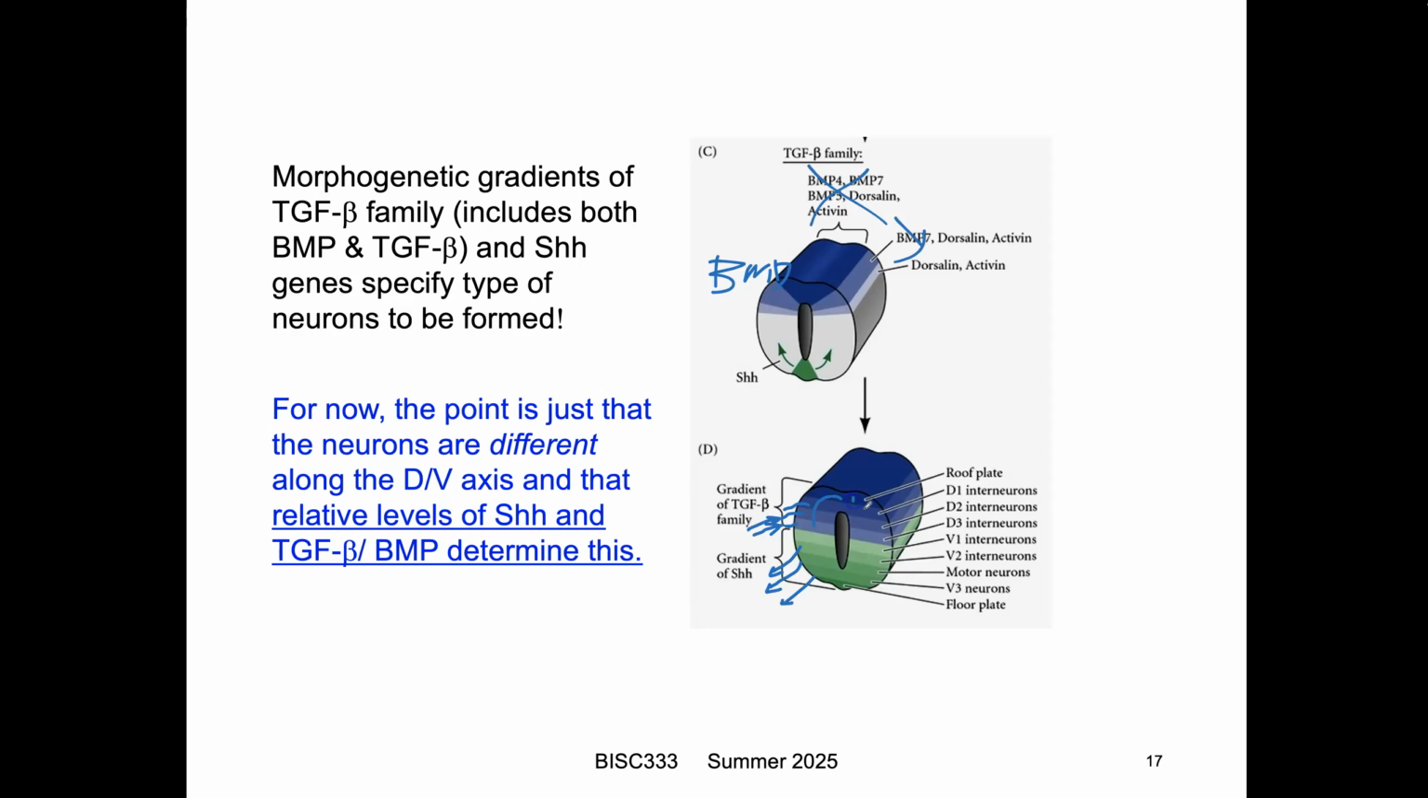Lots of BMP at the top, less and less as you move around, and then pretty much zero when you get to the midline, and then a little bit of Sonic Hedgehog, and then more and more as you make your way around to the ventral side. And each of these has different fates depending on the level of that signaling. So that's the main point here. It's not about trying to memorize everything, and you don't have to worry about these gene names.